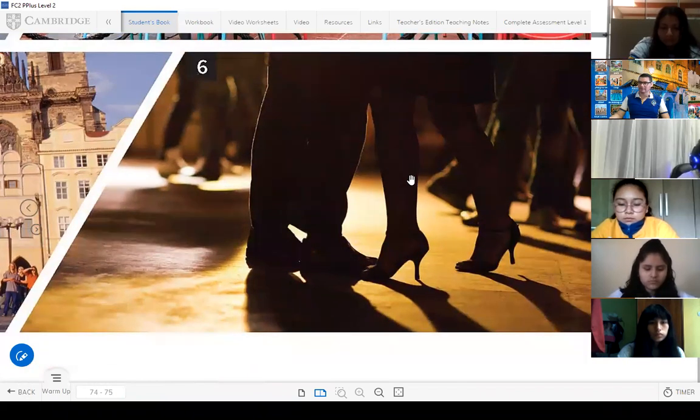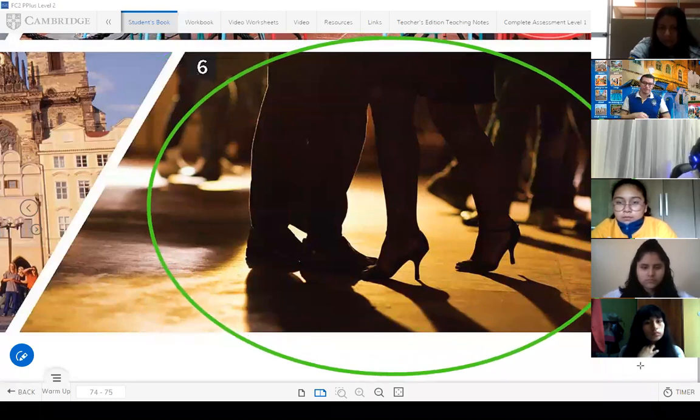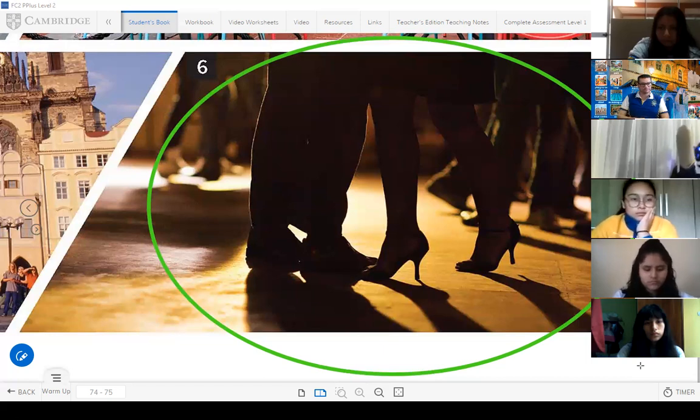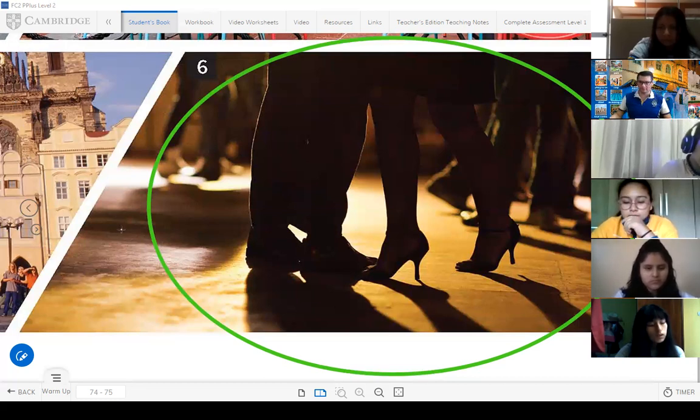Sand, arena. Now, where are these people? What are they doing? What do you think? Are they having lunch? Are they playing soccer? Or they are dancing? What do you think? Vamos a ver. Dancing. Yeah, they are dancing, right? They are dancing. Okay.